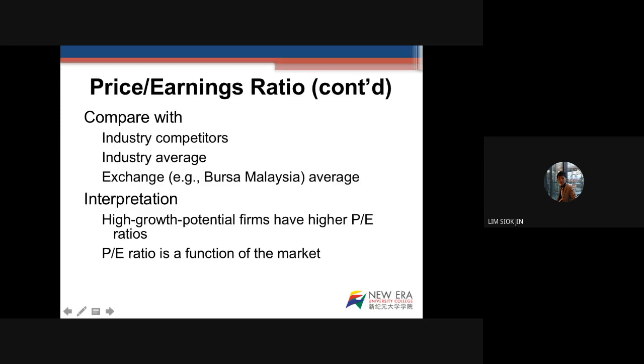So here they say interpretation: high growth firms have higher PE. Okay.